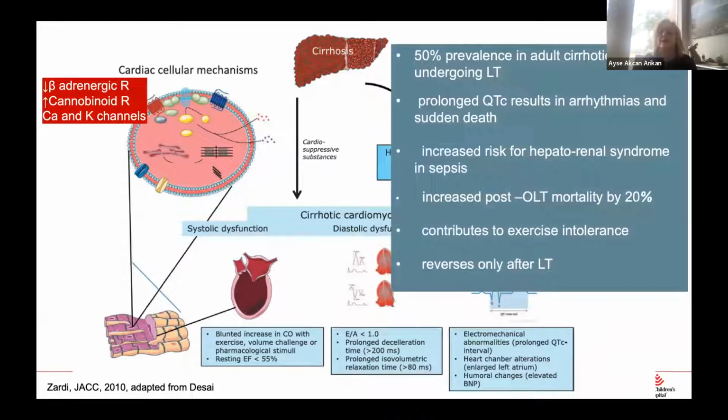Now, adult data show that in adult cirrhotics undergoing liver transplant, 50% of the patients have cirrhotic cardiomyopathy, with arrhythmias and sudden death potentially resulting from prolonged QTc. It actually plays into hepatorenal syndrome, especially with an infection trigger. Post-liver transplant mortality is also increased in patients who go into transplantation with cirrhotic cardiomyopathy. It contributes to decreased quality of life. It is reversible, but only after liver transplantation, and doesn't really have dedicated treatment options.